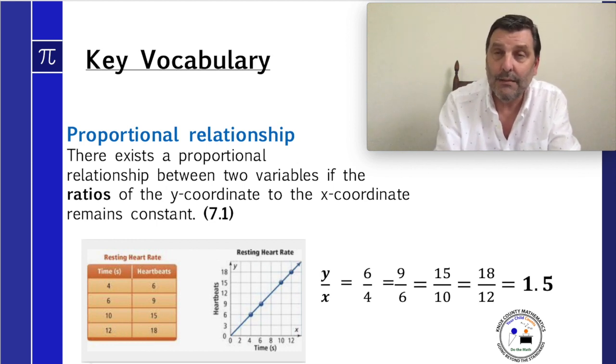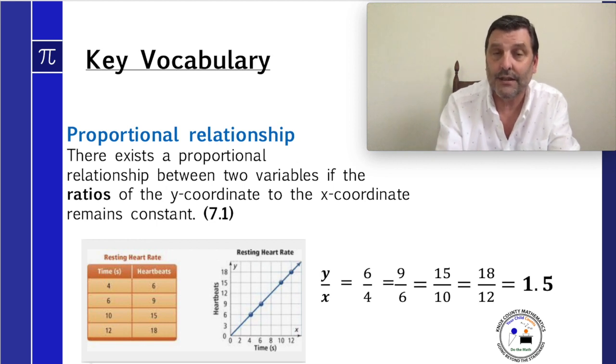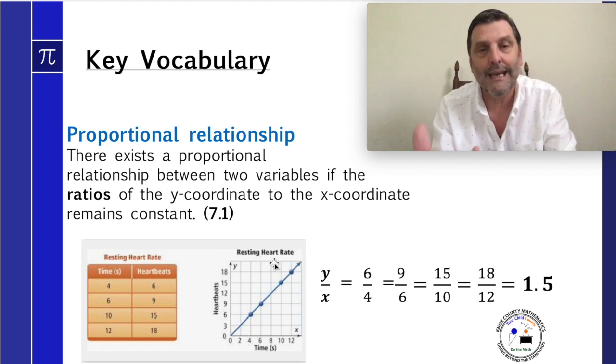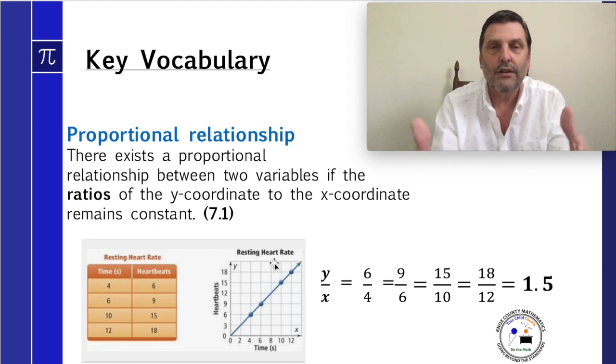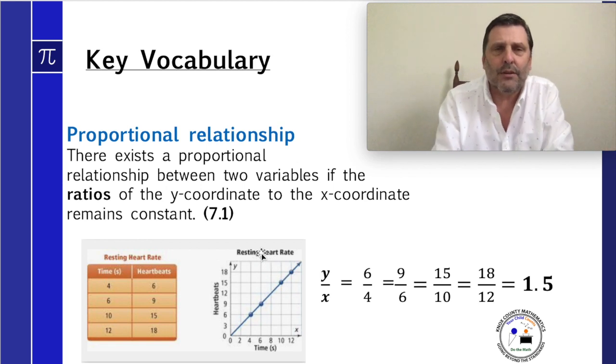That's a table that lists how the heartbeats are changing in relationship to the time. We also have a picture of it on a graph. Remember, I talked about Rene Descartes wanting to talk about visualizing what was happening. This is what's visualizing it. Well, is it a proportional relationship?